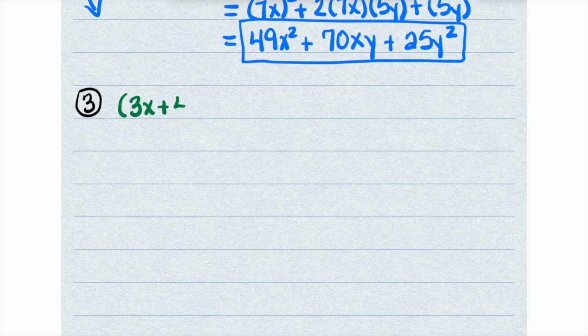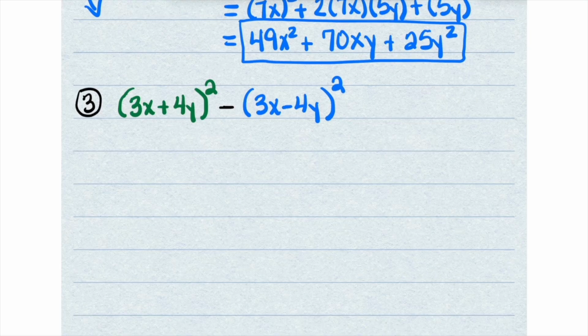3x plus 4y squared minus 3x minus 4y squared.